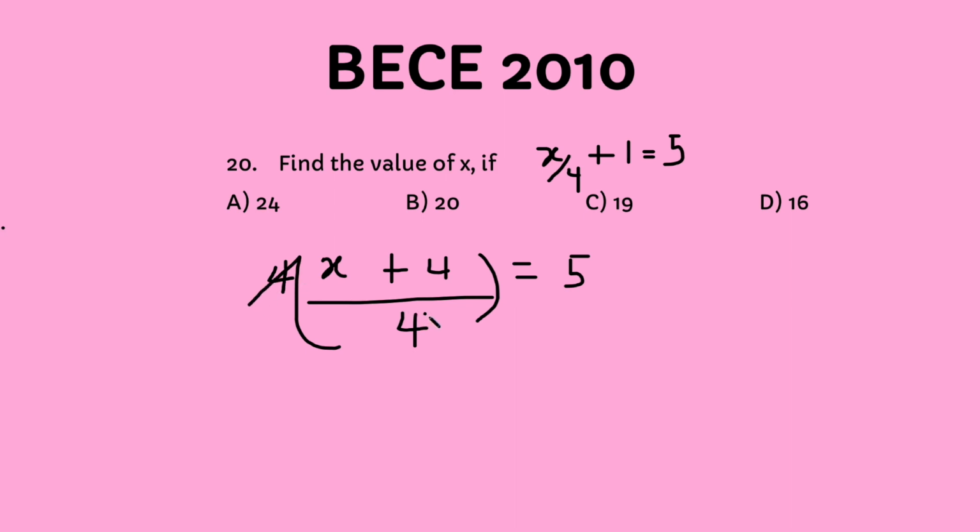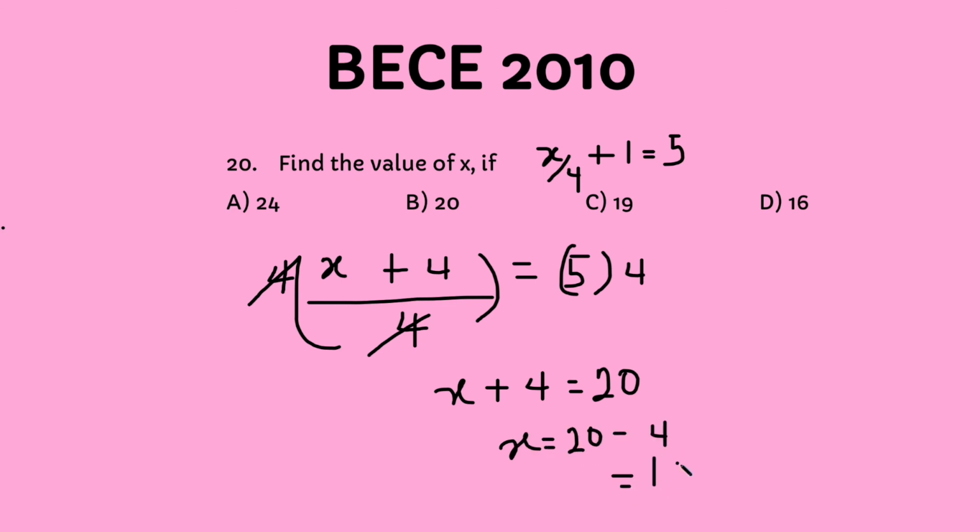And for the other hand side, we have 5 times 4, which is 20. We'll have x plus 4 is equal to 20. Our final answer being x is equal to 20 minus 4, which is 16. And hence our answer for 20 will be D.